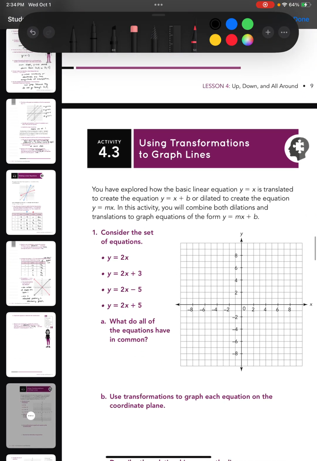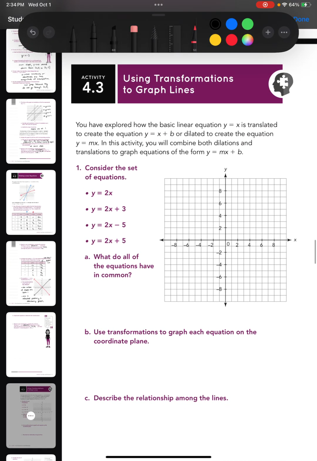All right, activity 4.3, using transformations to graph these lines now. So we've got dilations and shifts up or down. It says we've explored how the basic linear equation y equals x is translated to create the equation y equals x plus b, or dilated to create the equation y equals mx. So we're going to combine these and graph these lines.